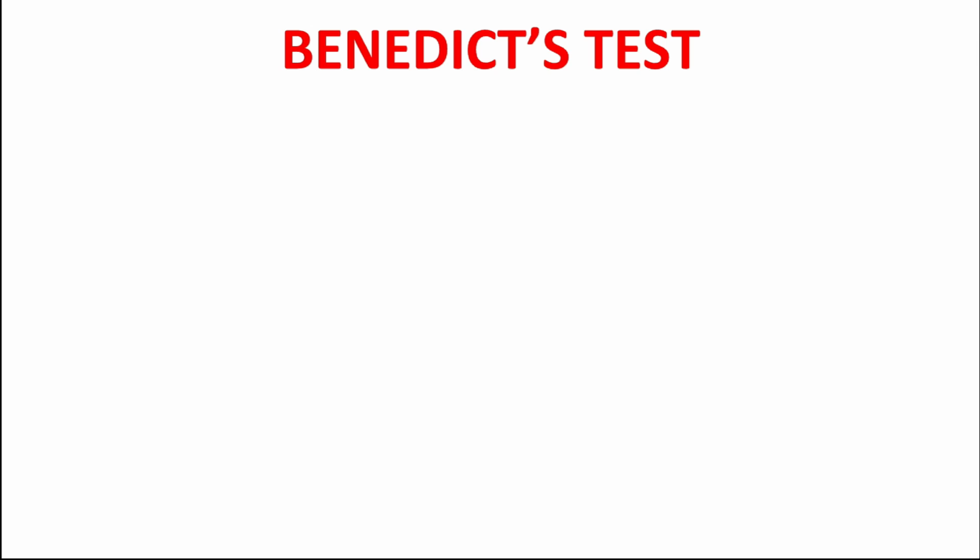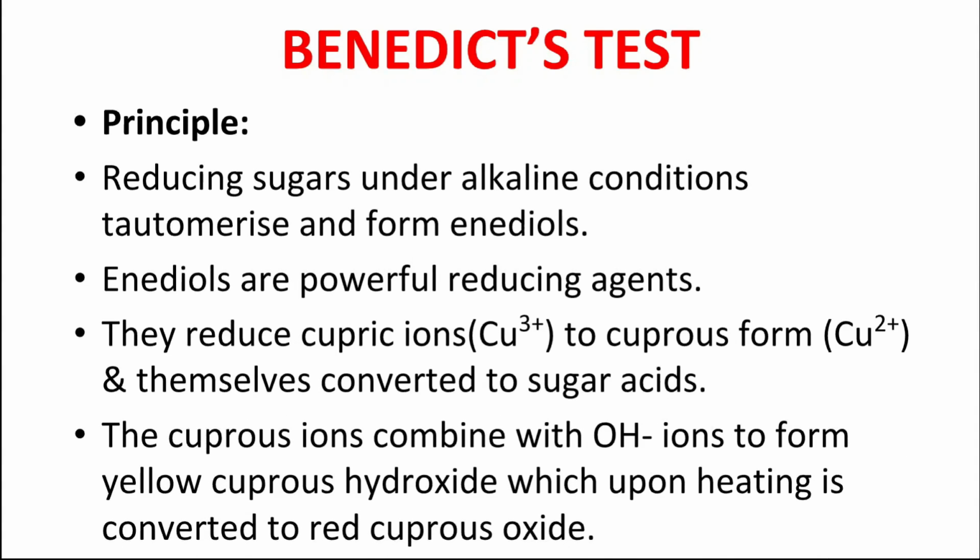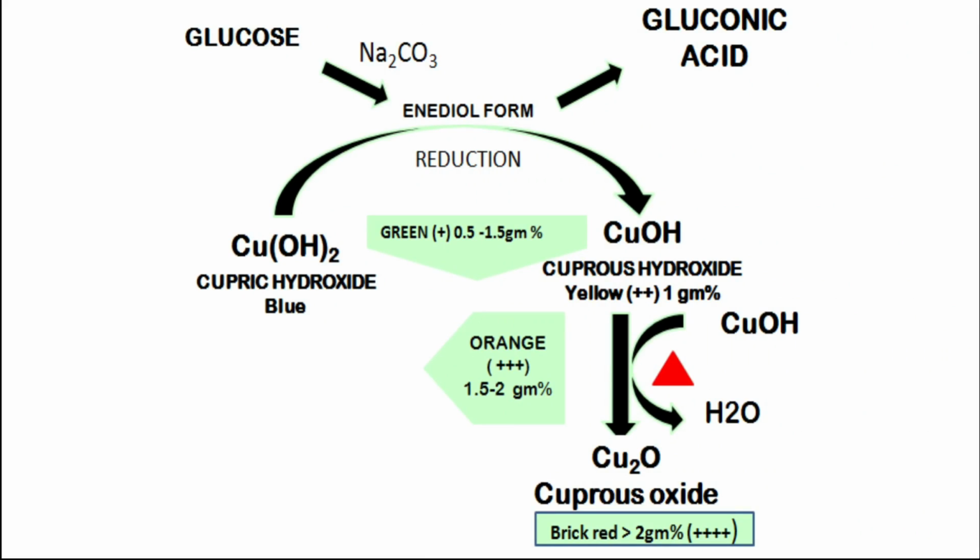So what is the principle behind the test? Let's see. Reducing sugars under alkaline conditions tautomerize and form enediols, which are very powerful reducing agents. So what they do is they reduce the cupric ions to cuprous ions and then some get converted into sugar acids. Now these cuprous ions combine with the hydroxide ions to form the yellow cuprous hydroxide, which upon heating gets converted into red cuprous oxide, as in the following flow chart. Now this depends on the concentration of the glucose or the reducing sugar present in the solution. Accordingly, you will get different types of color.